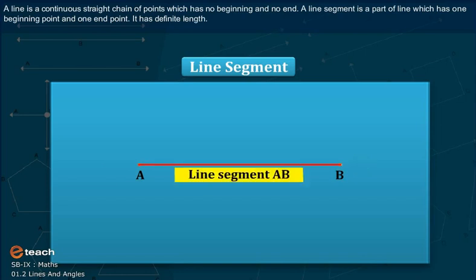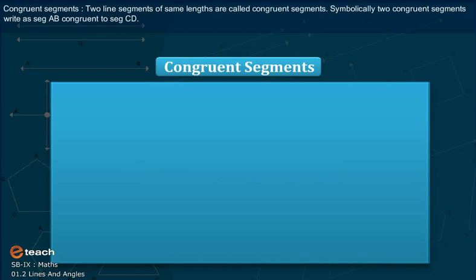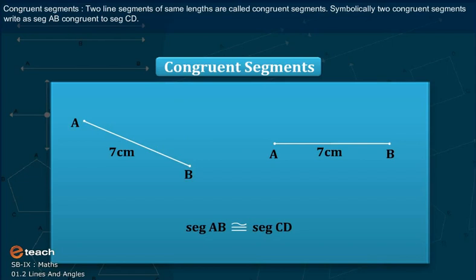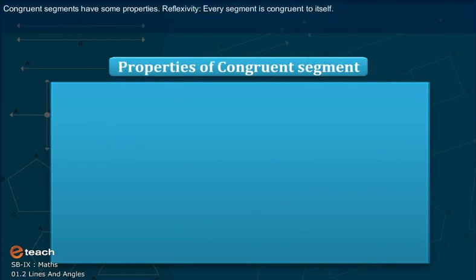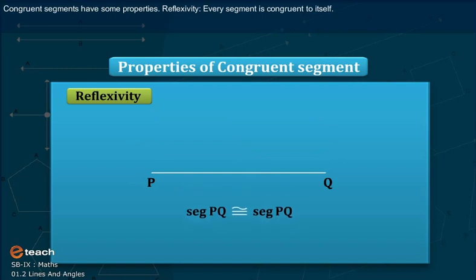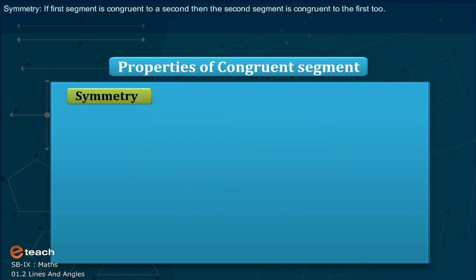It has definite length. Congruent segments. Two line segments of the same length are called congruent segments. Symbolically, two congruent segments are written as segment AB congruent to segment CD. Congruent segments have some properties. Reflexivity. Every segment is congruent to itself.